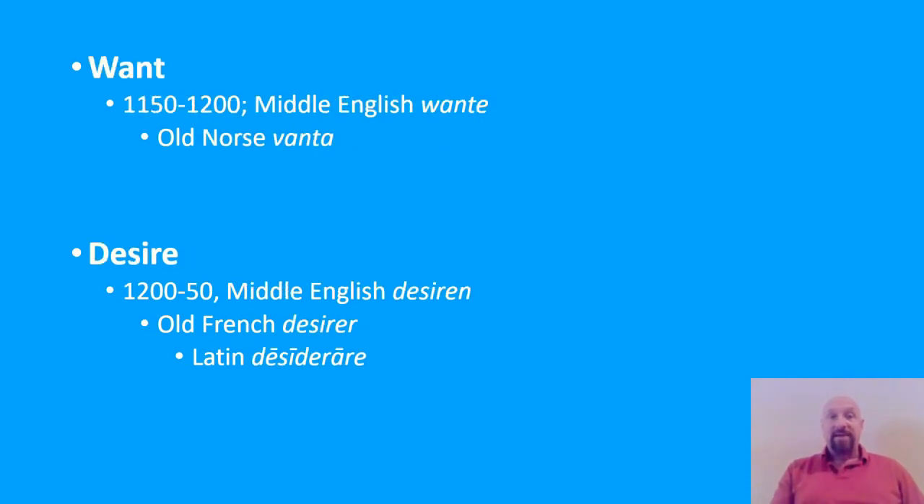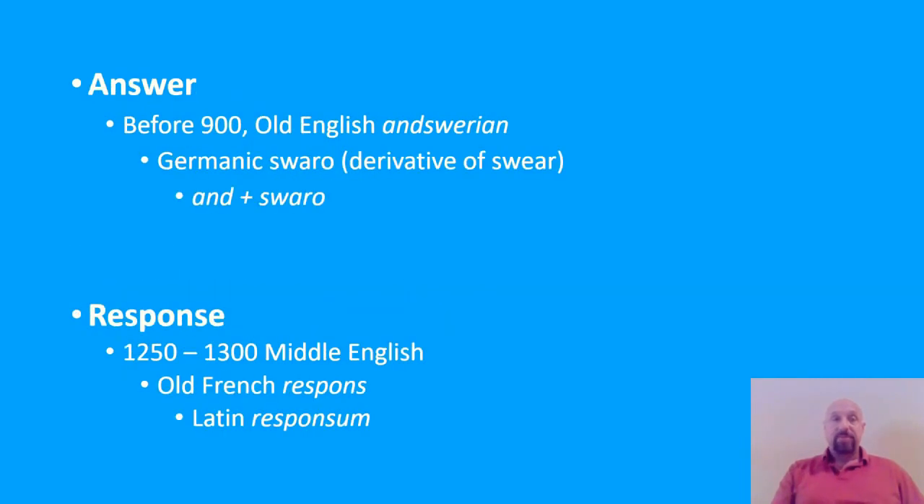Then we have want and desire. It's a Middle English word, but its origin was the Old Norse word, vanta. The synonym is desire, which came out a little bit later, and it was an Old French word based off of Latin. Once again, answer and response. Before 900, it's an Old English word, Germanic origin of andswaru, a derivative of swear, it's en-swear. And the Latin equivalent is response, from an Old French word that originated with Latin.